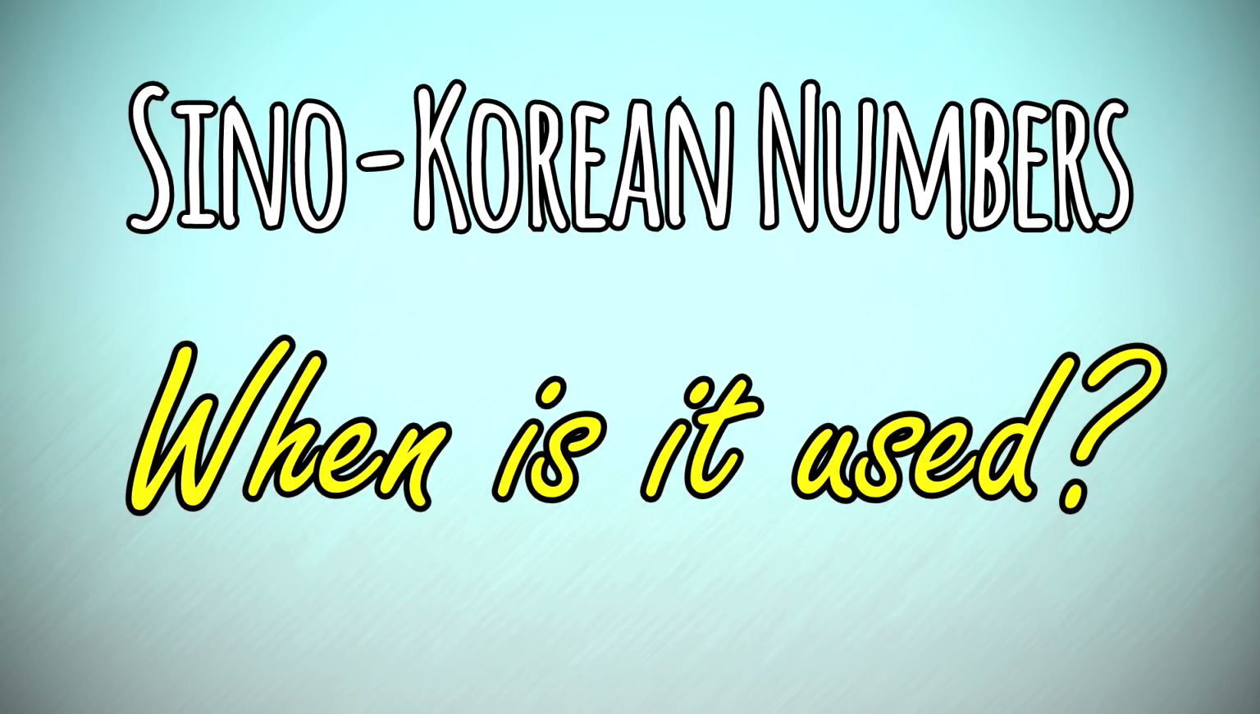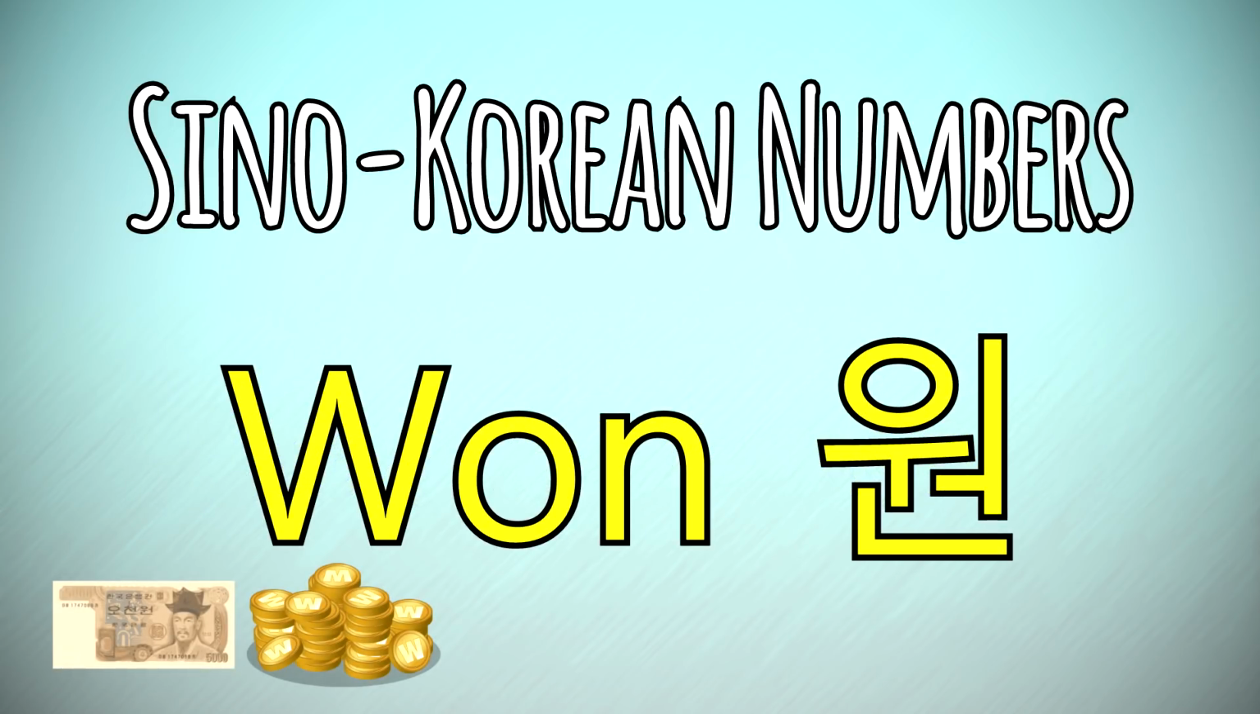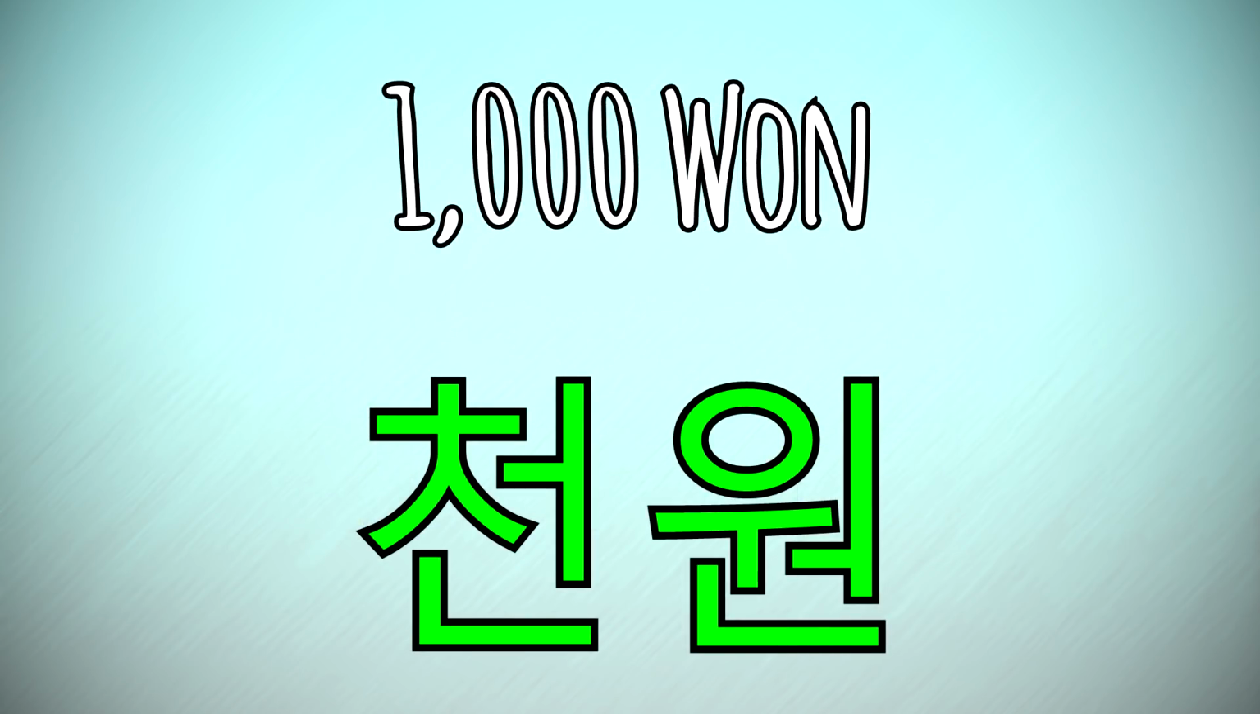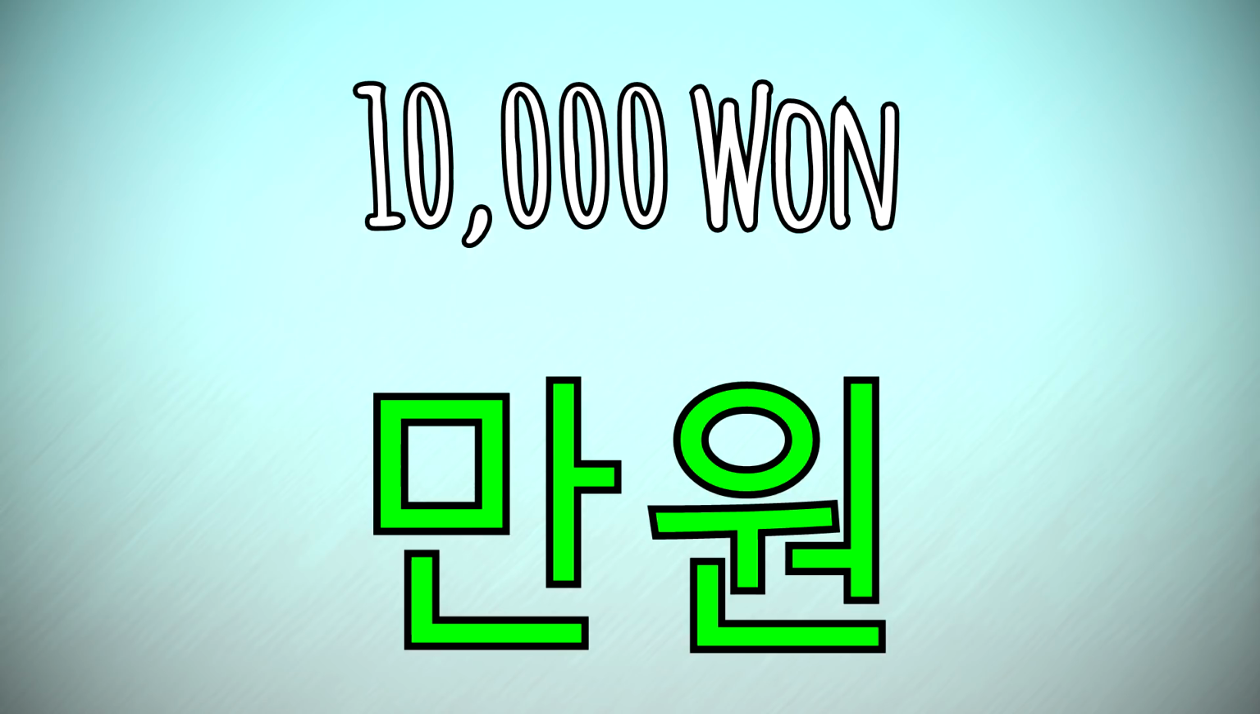So the next question you might have is, when do I use this number system? You'll use it whenever you're counting money. The official currency of South Korea is the won, and at the time I made this video, $1 is equal to a bit over 1,000 won, but it fluctuates every day. To count currency, simply put the amount before won using the Sino-Korean number system we just learned. So to say 1,000 won, which is about $1, just say 천, and then 원. So 천 원. To say 10,000 won, which is about $10, it's just 만 원.